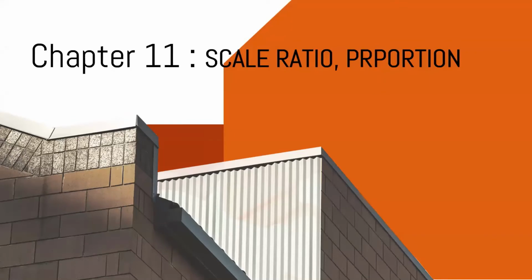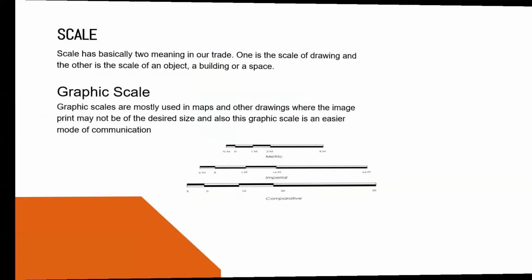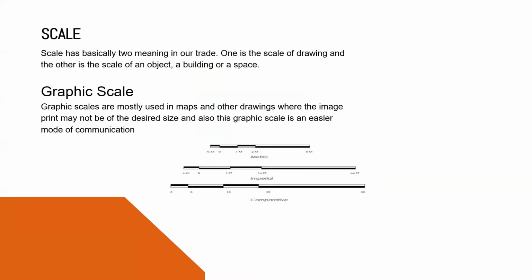Chapter 11. Scale, Ratio, Proportion. Scale. Scale has basically two meanings in our trade. One is the scale of drawing and the other is the scale of an object, a building or a space. Graphic scale. Graphic scales are mostly used in maps and other drawings where the image print may not be of the desired size, and this graphic scale is also a mode of communication.